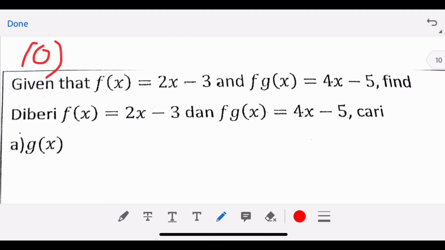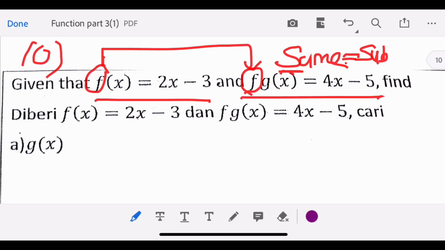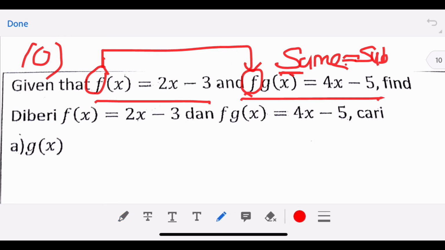This is number 10. You're given a function f and fg(x). Find the g(x). So when you see it, they are starting with the same letter. Same always starts with the S. It means substitute. So that means we'll use a substitution method. So we'll start from here.